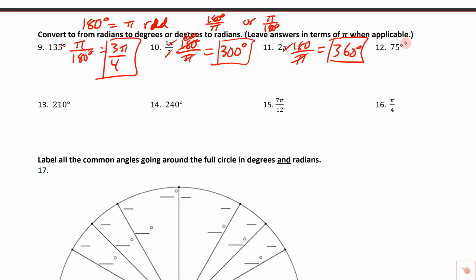75 is not a common angle, so let's see what we've got here. I need to multiply by, let's see, I need to cancel the degrees, so those are going to go on the bottom, and I want to change it into radians. So I need to have something that goes in here evenly.